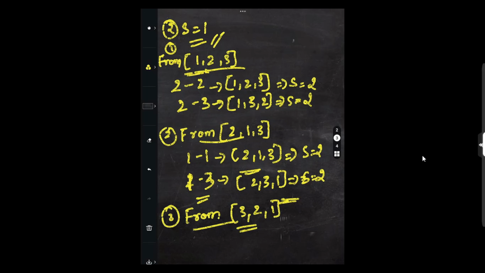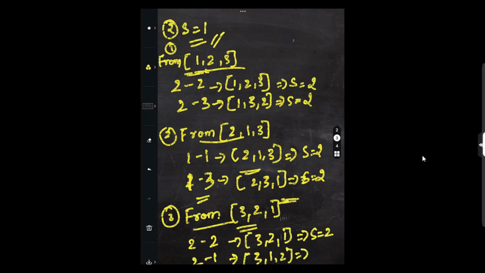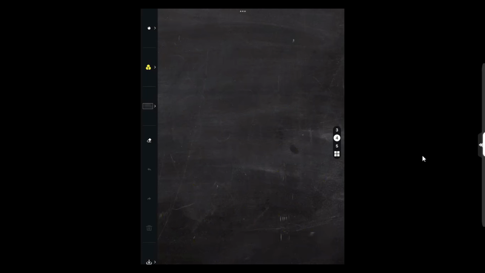This idea is basically completely dependent on the swapping, right? So here from 3, 2, 1 we swap 2 with 2. This remains 3, 2, 1 itself, and we will move to s equals 2. Then we will swap 2 with 1. So this will be 3, 1, 2. We will be moving to s equals 2. So this is it. These three we considered, right? Now we have to move to s equals 2. This is the third step basically.